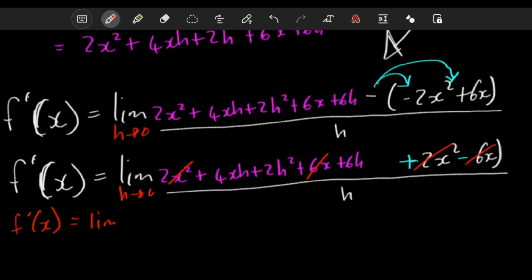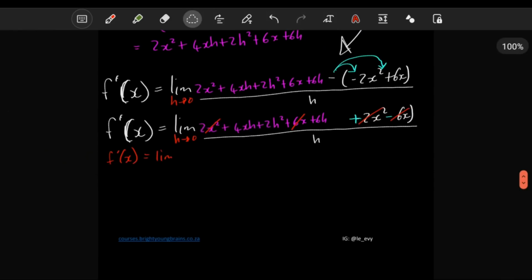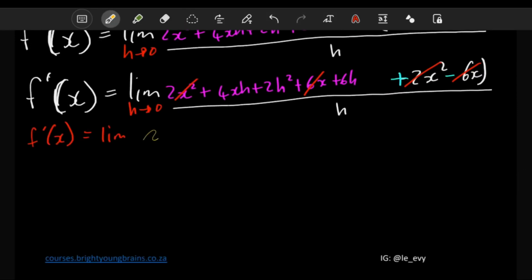H goes to 0. Yeah, to be honest, even though first principles is like 3 marks, it's just so boring, you know. It is like no character, this one. These questions, they have no character.